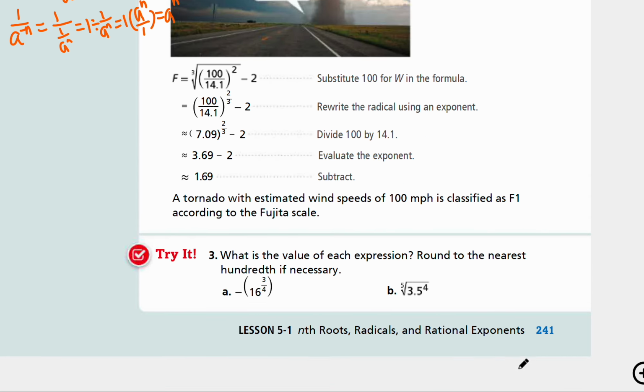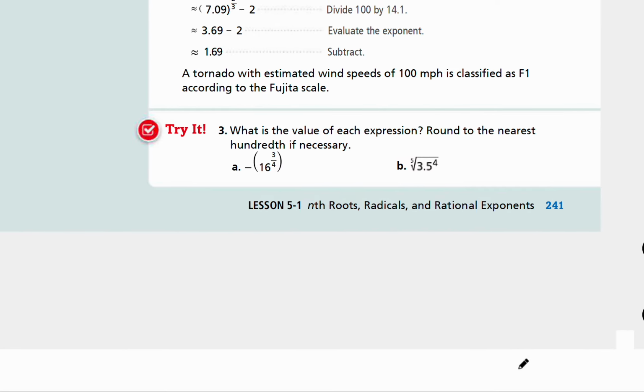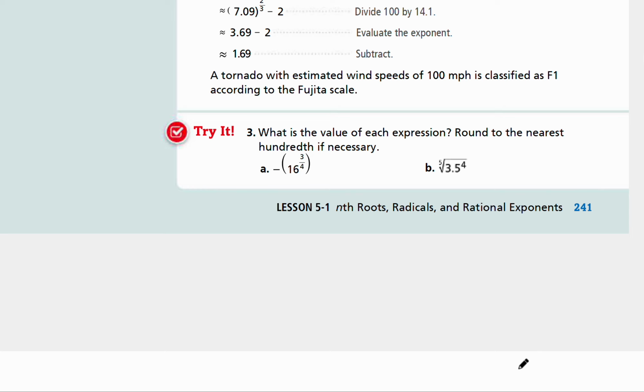Let's look at the try question. What is the value of each expression? Round to the nearest hundredth if necessary. So this is not a word problem, but it's good practice to simplify our expressions and evaluate. So round to the nearest hundredth if it's not an exact solution. Pause the video, come back when you're ready for answers.